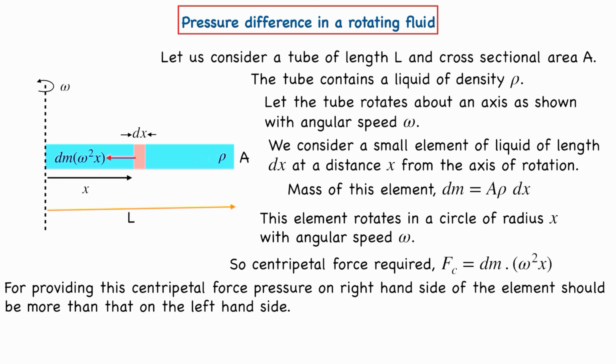For providing the centripetal force, pressure on the right hand side of the element should be more than that on the left hand side. Here we have taken that pressure on the left hand side is P, whereas pressure on the right hand side of this element is P plus dP. So force on the right hand side of this element will be P plus dP into area of cross section, that is A.